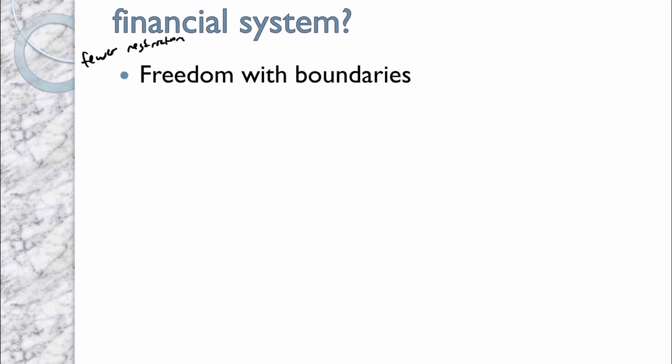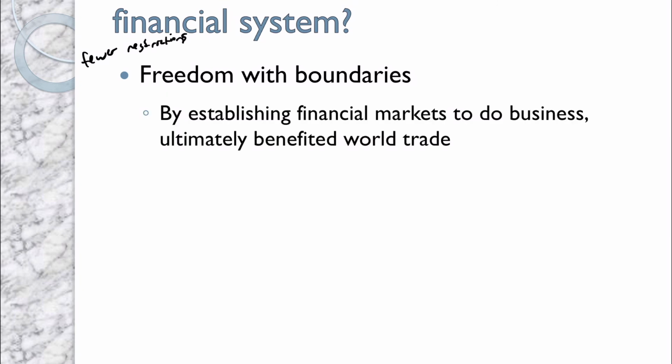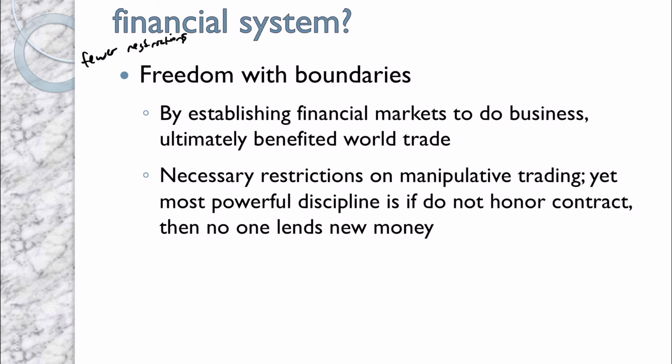So there were fewer restrictions on those companies listed on the exchange, and so by establishing this financial market to do business, it did actually benefit world trade additionally. And the second part with this freedom is that you also need to have boundaries. Okay, so regulation is what helps keep things in check.